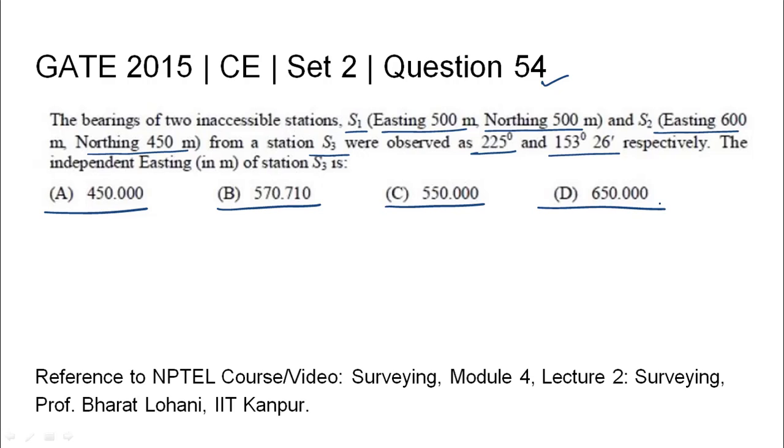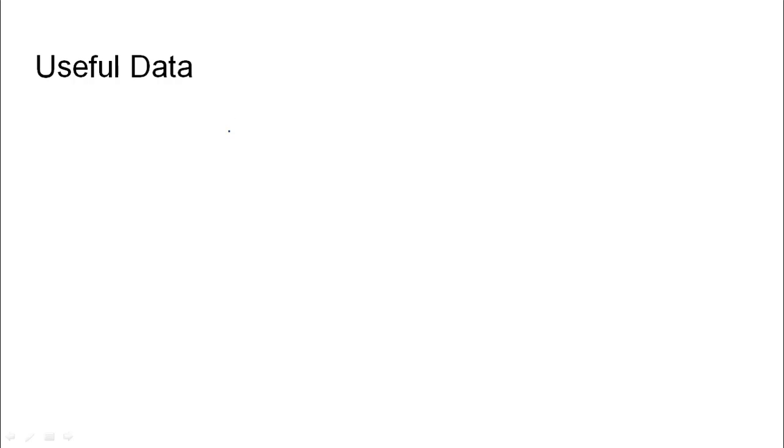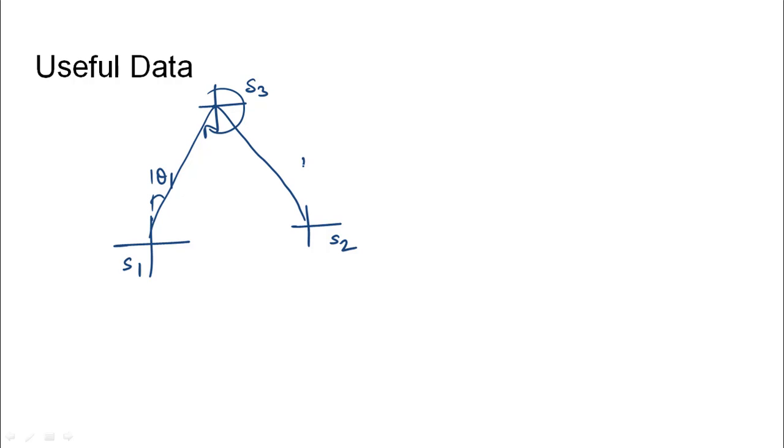The relevant NPTEL reference has been listed. So if we are given two stations whose easting and northings are known, let us call this station 1 and this station 2. Let us assume another station S3 to be here. From S3 we will measure the bearings of stations S1 and S2. Let us say this angle turns out to be theta 1, and for this the angle turns out to be theta 2. The easting for this is E1 and northing is N1, and easting and northing is E2, N2 for this.